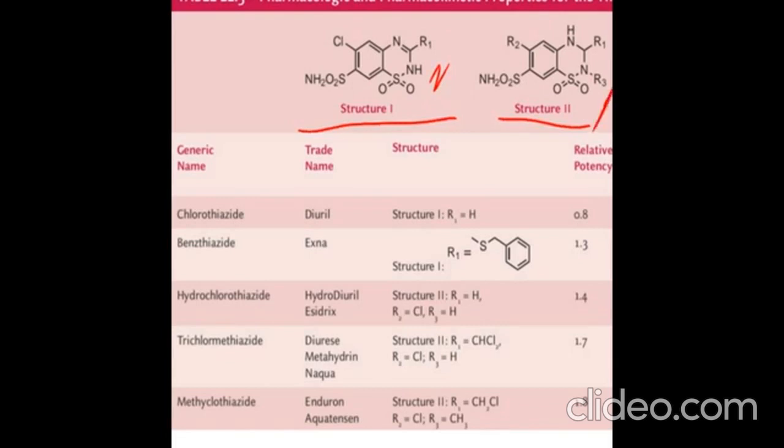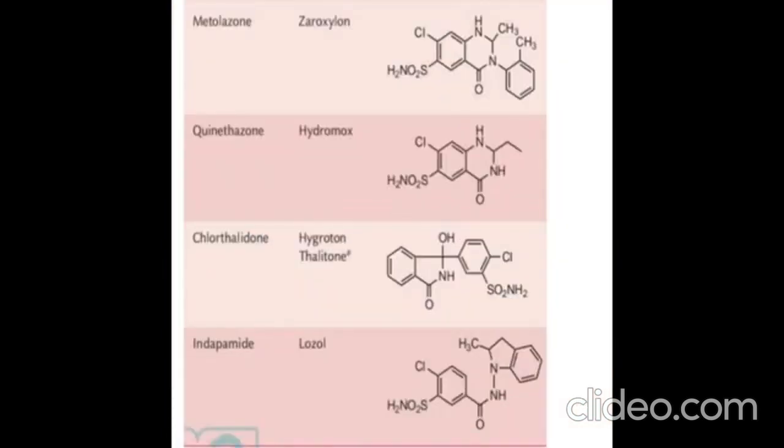So here, in the second group, they are substituted in this group. So chlorothiazide, benzthiazide, hydrochlorothiazide, trichloromethazide, methyl chlorothiazide. These are the examples which come under these benzthiazide derivatives. These are the other examples, that is metolazone, quinethazone, chlorthalidone, indapamide.